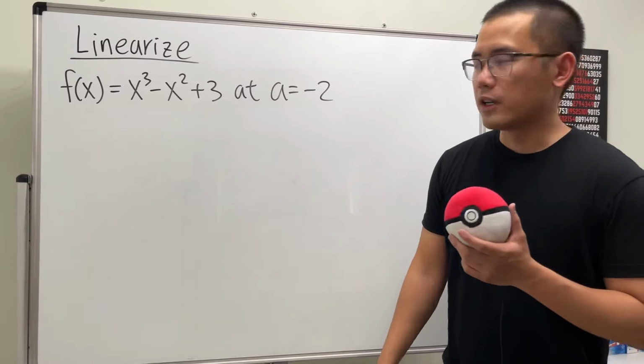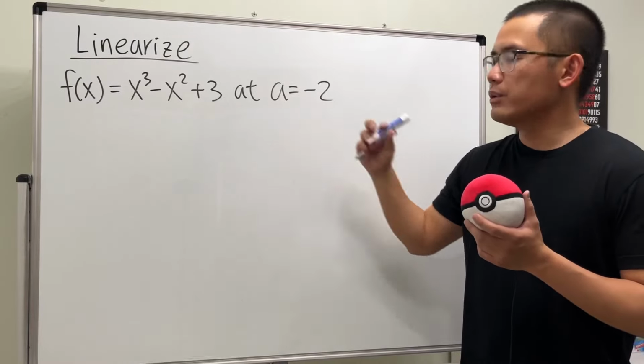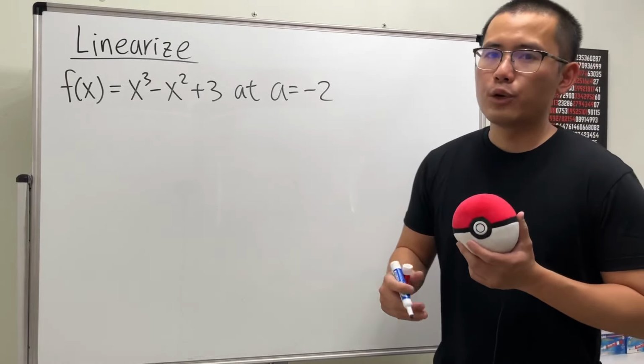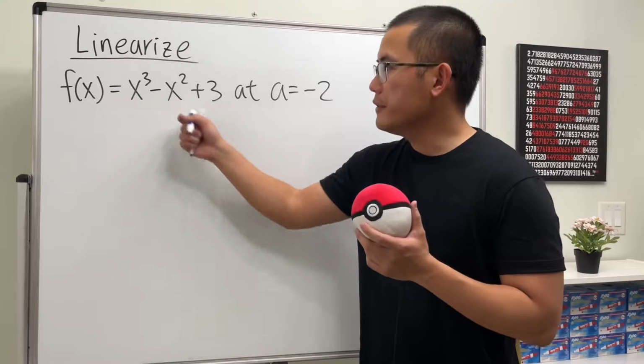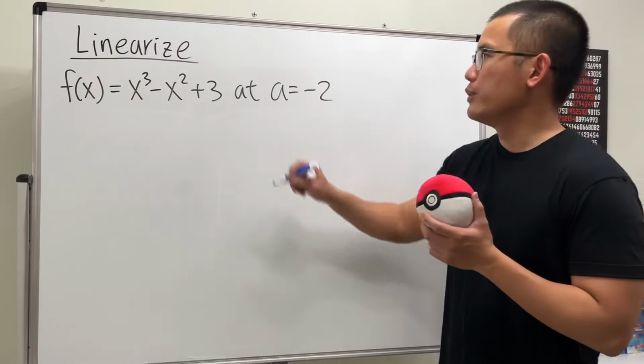We are going to linearize the function x cubed minus x squared plus 3 at the a value, -2. And this right here just means that we are going to find the equation of the line tangent to the curve at this a value. And we do have a very nice formula, and let me put that down for you guys.